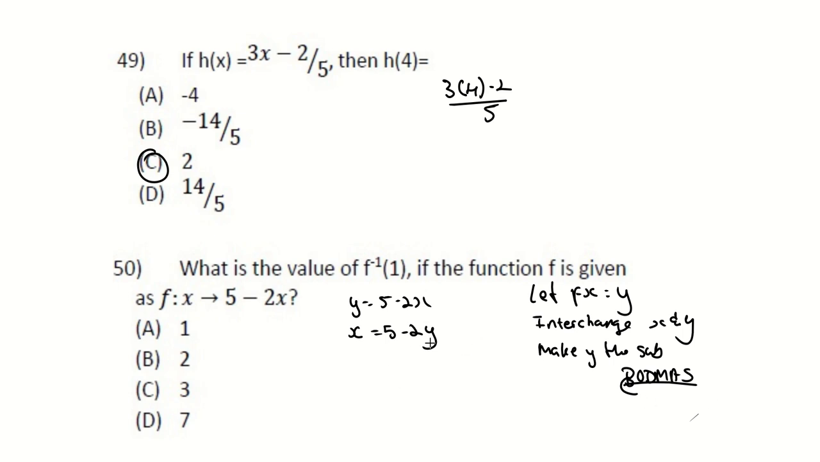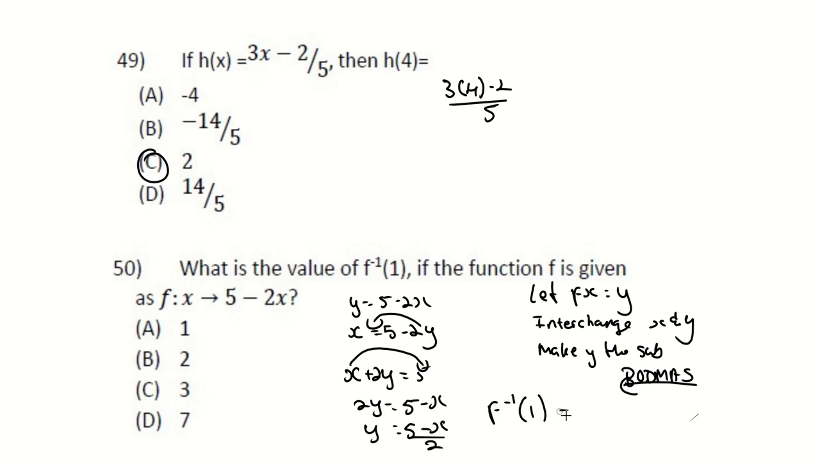Anytime we make something the subject, we go backwards some BODMAS. We don't want y to be negative, so you carry this across. That's x plus 2y is equals to 5. Right, then you carry across plus, so that's 2y is equals to 5 minus x. And we know that anytime we carry something over the equal sign, it is the opposite. Right, so y would be 5 minus x all over 2. So if I want to find f inverse of 1, that would be 5 minus 1 over 2, which is equals to 4 over 2, which is in fact equals to 2. So B is your answer.